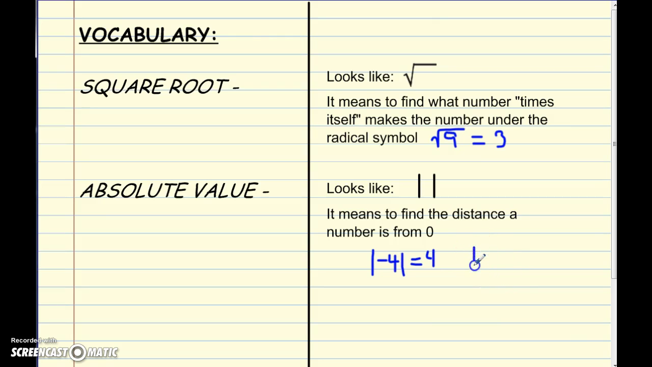In the same regard, if I have the absolute value of 7, imagine that I'm standing on 7 and I need to walk to 0. How many steps would it take? It would be 7. So the absolute value, as long as there isn't anything directly in front of the symbol, is the positive value of whatever's inside.